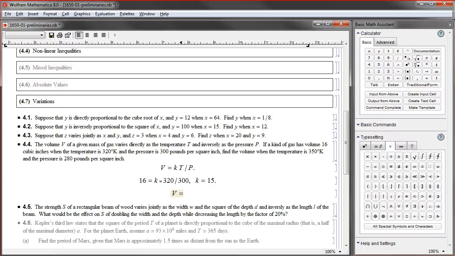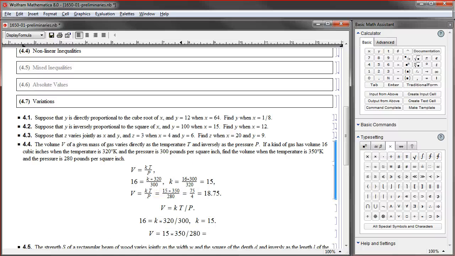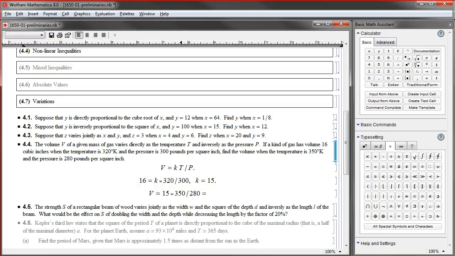We have to find out the volume when K is 15. In this equation you have to plug in K equals 15, times volume, and now the temperature is 350 Kelvin, divided by pressure, which is 280. All you have to do is calculate this using your calculator, and you have the answer. It turns out to be 18.75, and that's going to be the answer.